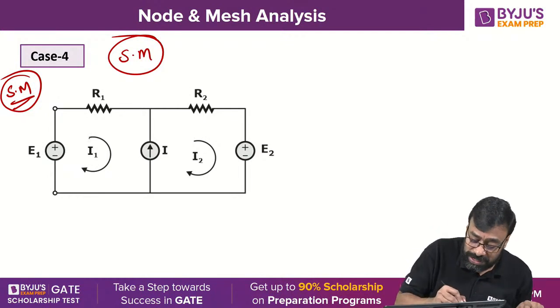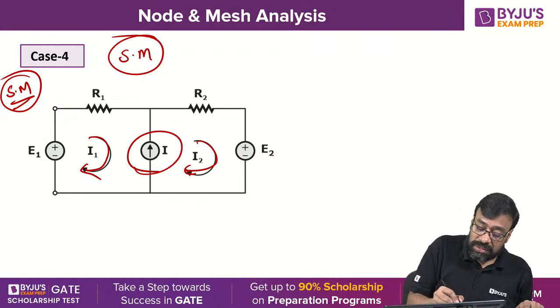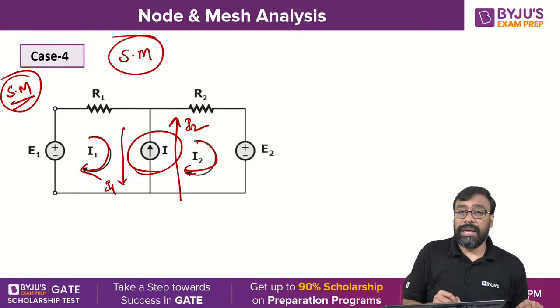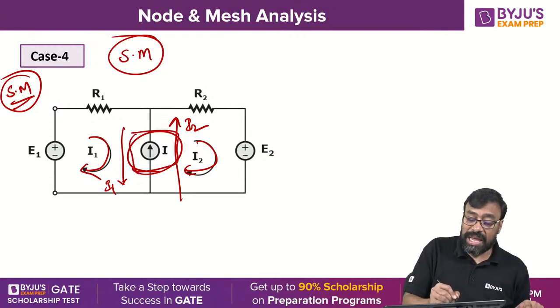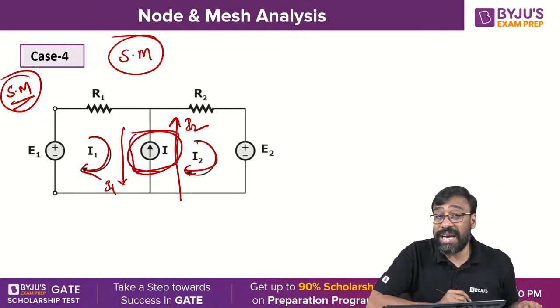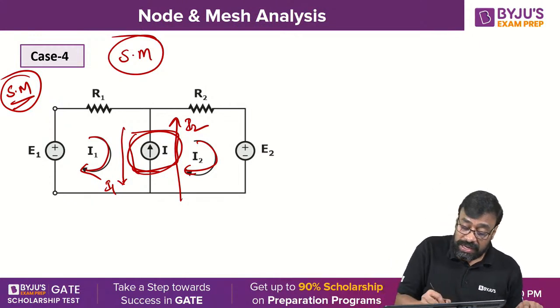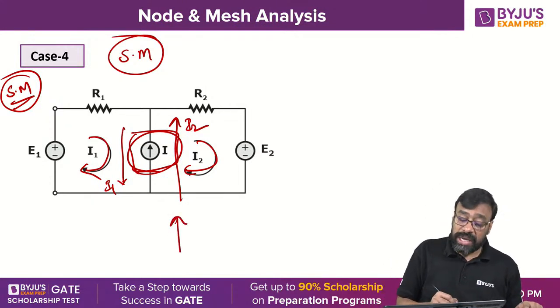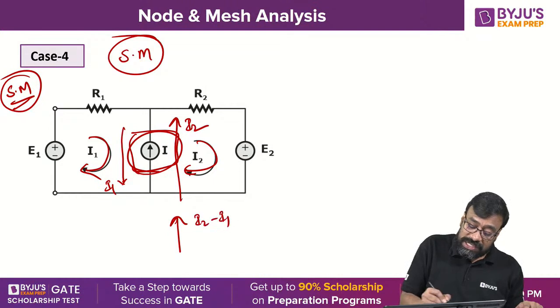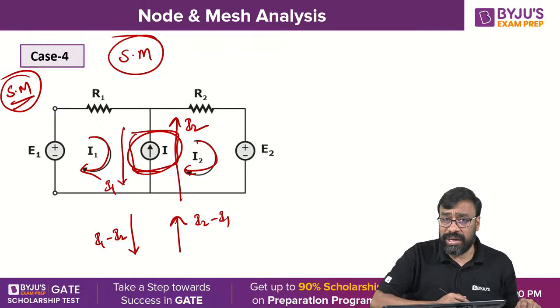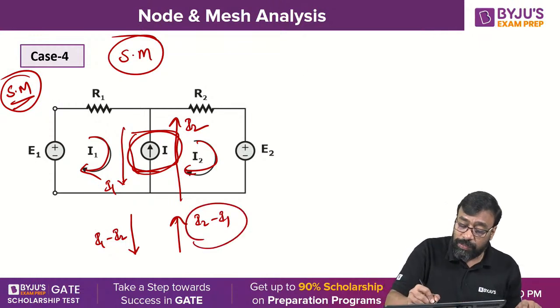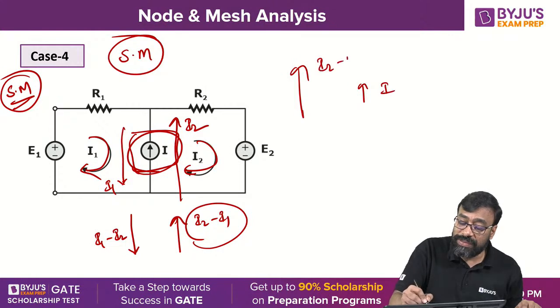according to super mesh analysis, first you express these loop currents in terms of this current source value. This is I1, this is I2. The current flowing in this branch is either I1 minus I2 or I2 minus I1. If I assume I2 is greater than I1, then I2 minus I1 is in the upward direction. If I assume I1 is greater, then I1 minus I2 is in the downward direction. Whichever you want, you can take. If I take I2 minus I1 upward, then I is also upward.